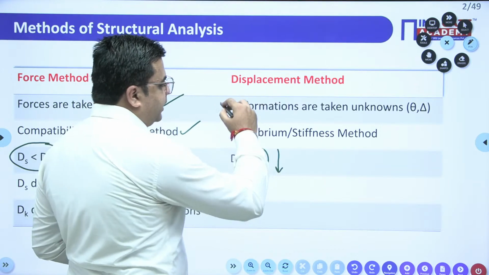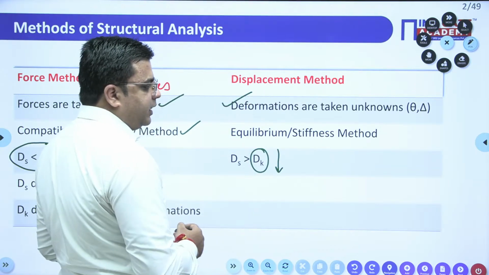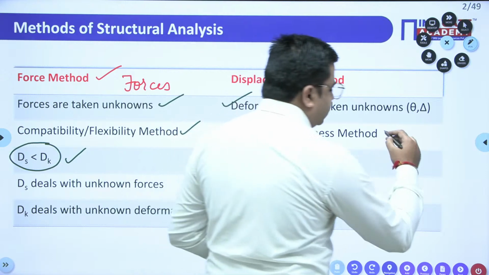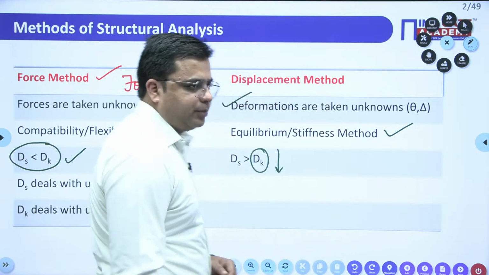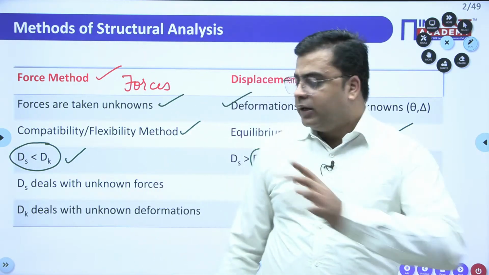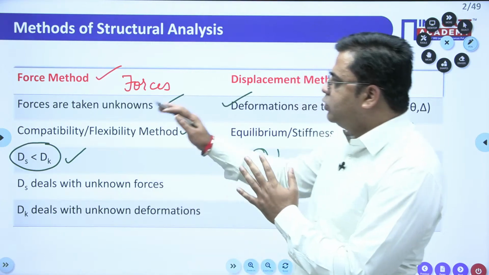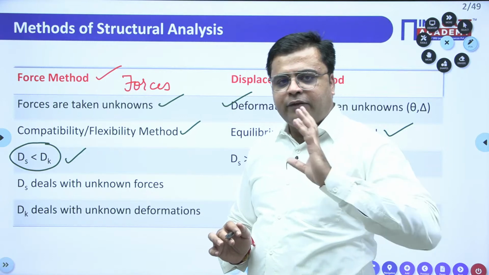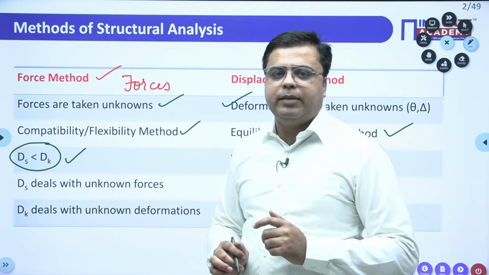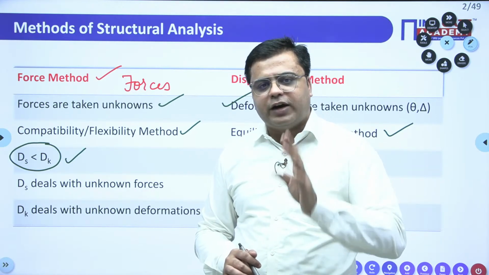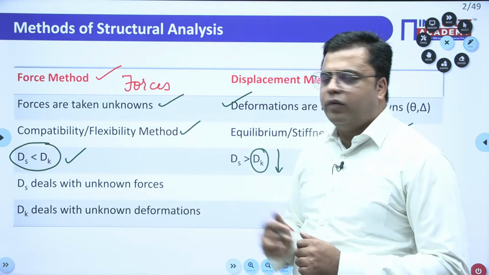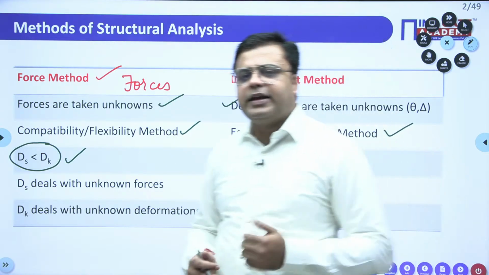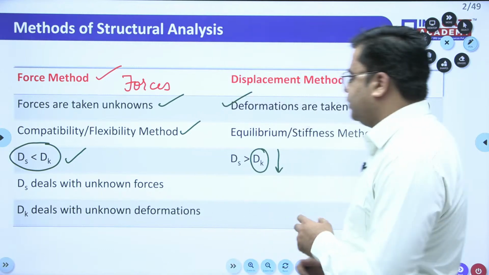In displacement method, the deformations are taken as unknowns. They are also known as equilibrium method or stiffness method, right? So this diversification, when to choose force method or displacement method, should be clear in your mind: whenever your degree of static indeterminacy is less than the degree of kinematic indeterminacy, you will go with force method, and in the other case, you will go with the displacement method.